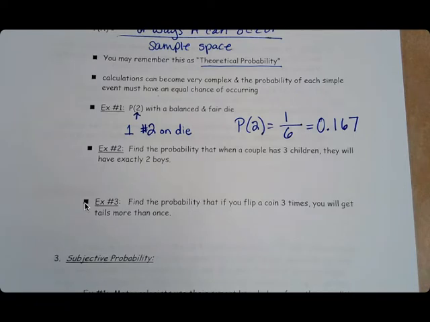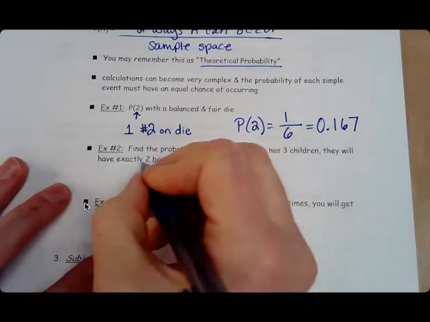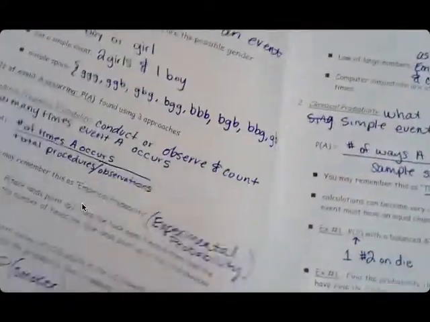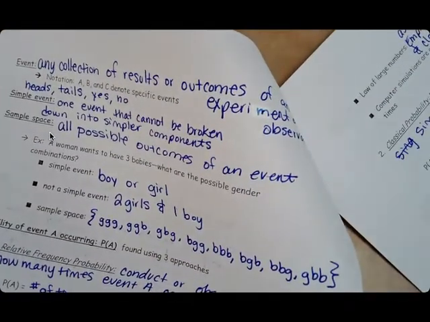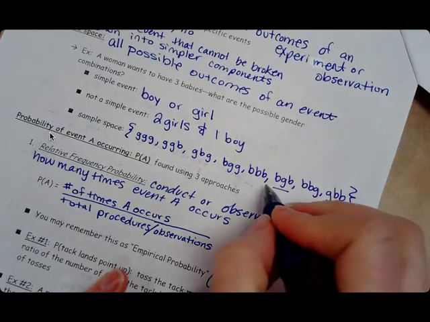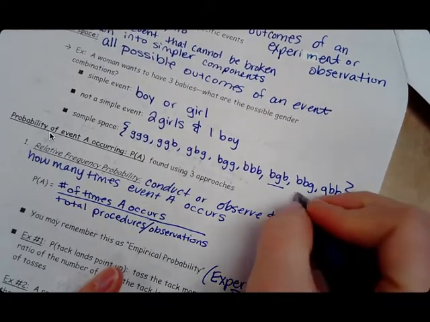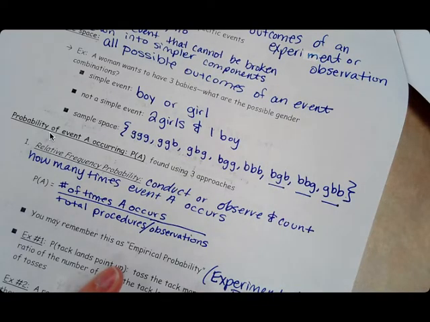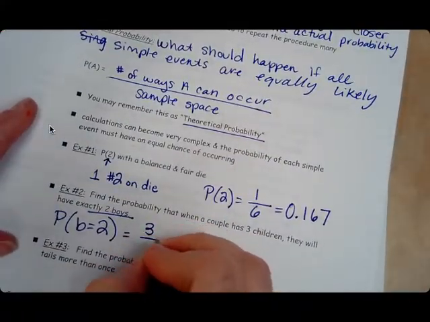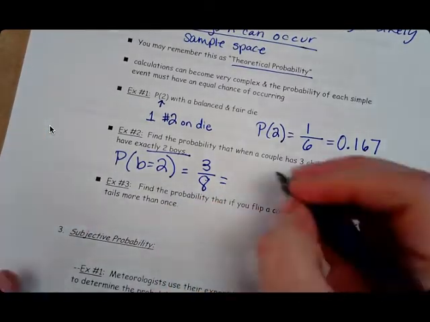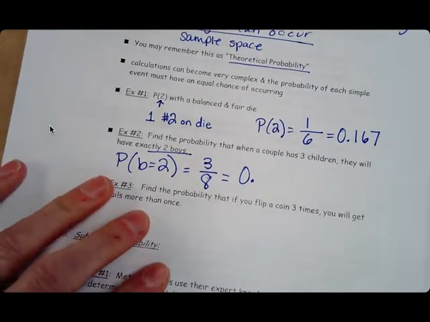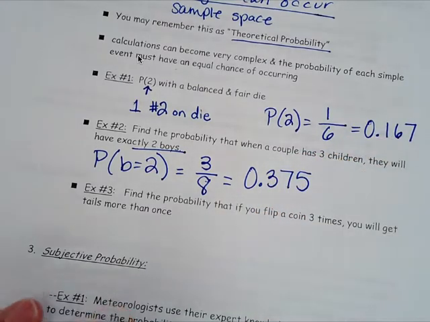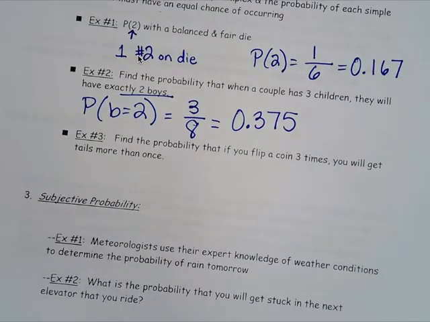All right, example 2. Find the probability that a couple has 3 children, they will have exactly 2 boys. So probability that there's 2 Bs. So look back over here. How many options did we have where they had 2 boys? Did they say exactly 2 boys? Yeah. Okay, I only see 3. Yeah, there's only 3. So that would be 3 out of how many? What's the sample space on that? 8. All right, let's write it as a decimal. What is that? 0.375.